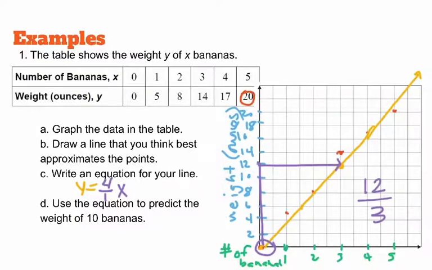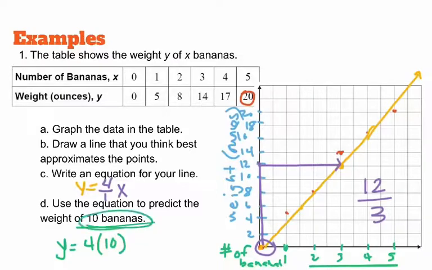But now let's do this for part D. Since you might have clumped your x values together and you might be able to fit 10 on your graph and look for 10. But I didn't. So to figure out how much 10 bananas weigh, I'm going to use that equation. Y is equal to 4 over 1 or just 4 times 10 because bananas is the x value. So 4 times 10 is 40. So I would guess 10 bananas weigh 40 ounces.